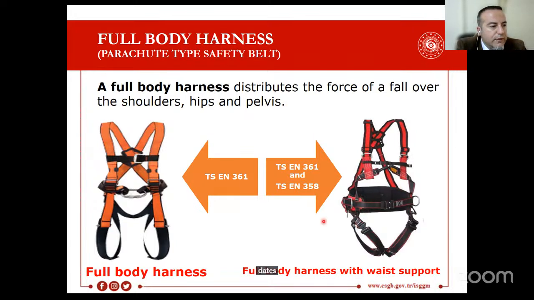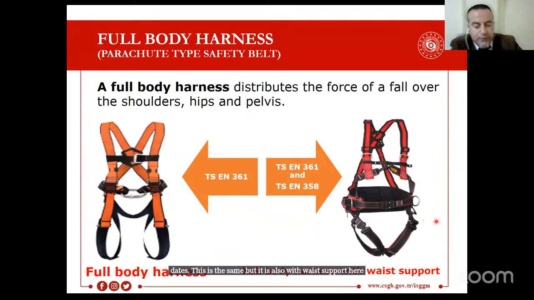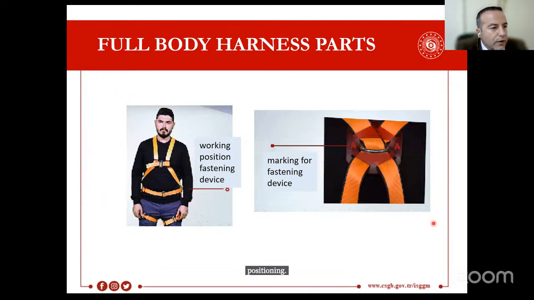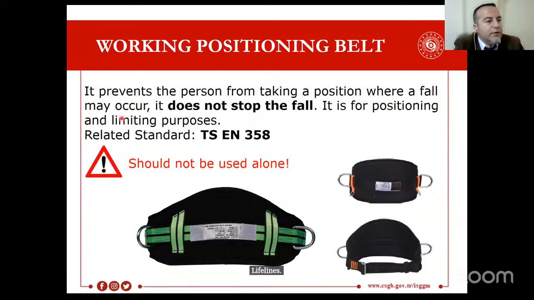This one is the same, but it also has waist support here for working and positioning. As you see, there is the working position fastening device here, and marking for the fastening device, for fastening to lifelines. You can say it prevents the person from taking a position where a fall may occur.